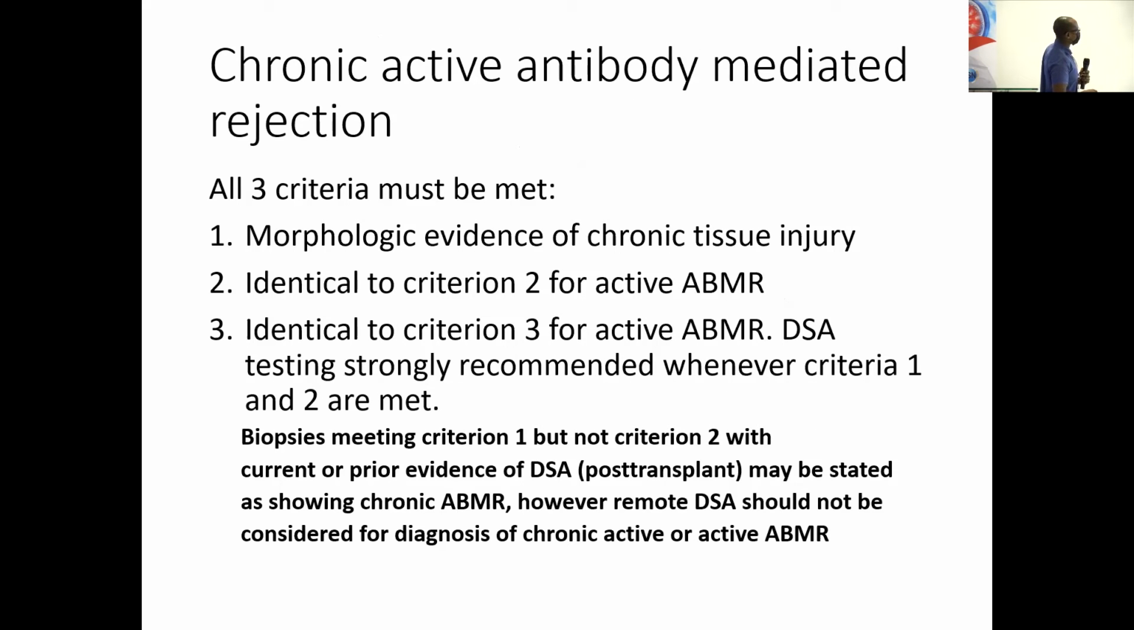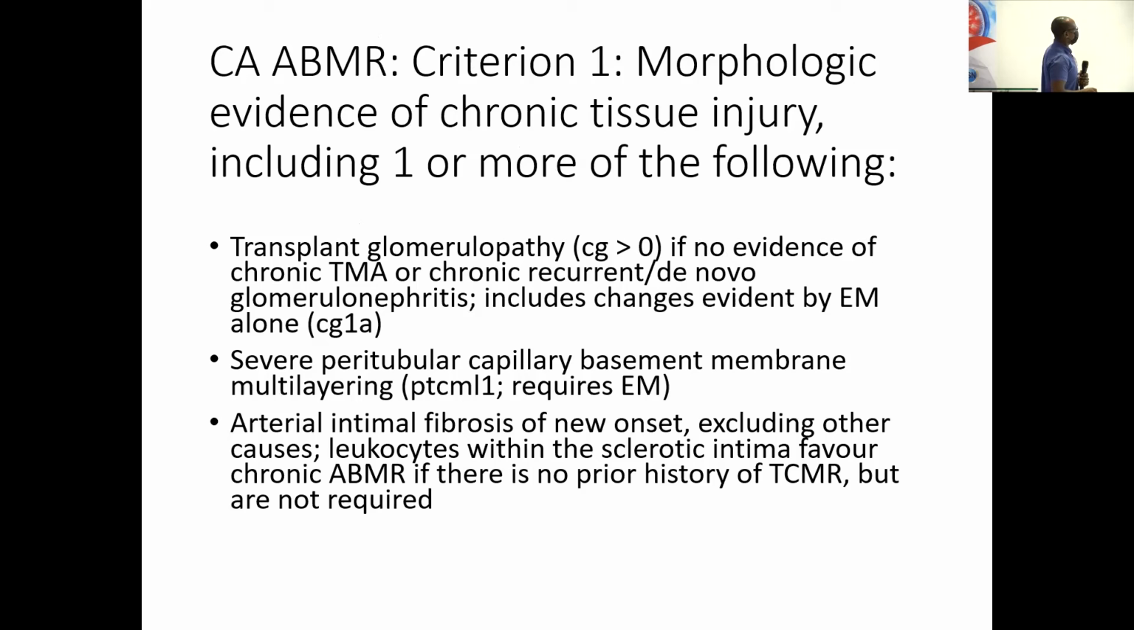The second category there would be chronic active antibody-mediated rejection. So we are just looking at the criteria for active antibody-mediated rejection. And here the difference is that we are looking for morphologic evidence of chronic tissue injury rather than acute tissue injury, as we did for active antibody-mediated rejection. So what do we see on morphology? Essentially 3 things. 1 is transplant glomerulopathy. 2 is severe peritubular capillary basement membrane multilayering. And 3, arterial intimal fibrosis of new onset.